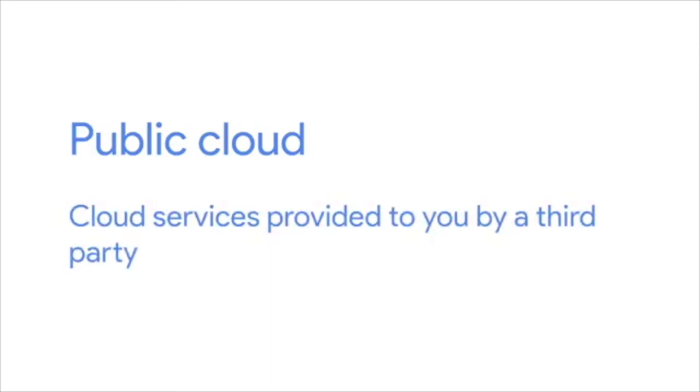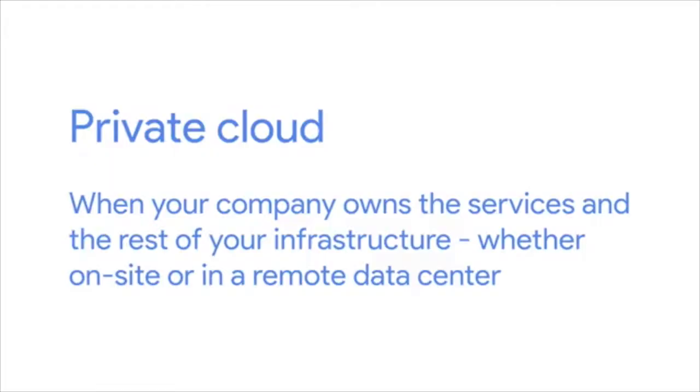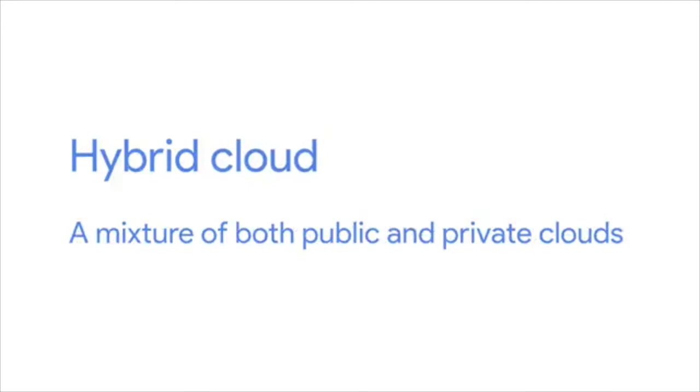The public cloud is what we call cloud services provided to you by a third party. The name refers to the fact that the cloud providers offer services to the public. When your company owns the services and the rest of your infrastructure, whether on-site or in a remote data center, we call that the private cloud. And the hybrid cloud is a mixture of both public and private cloud. Some workloads are run on servers owned by your company, while others are run on servers owned by a third party. The trick to making the most of the hybrid cloud is ensuring that everything is integrated smoothly, so you can access, migrate, and manage data seamlessly no matter where it's hosted.